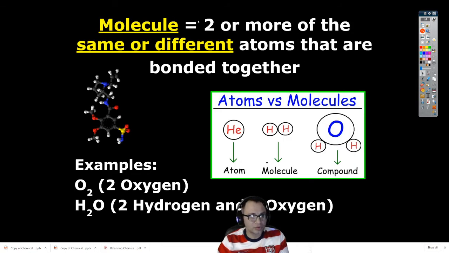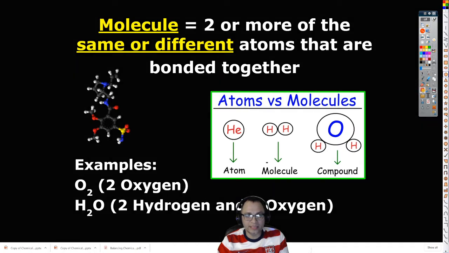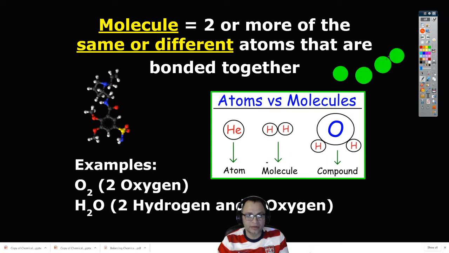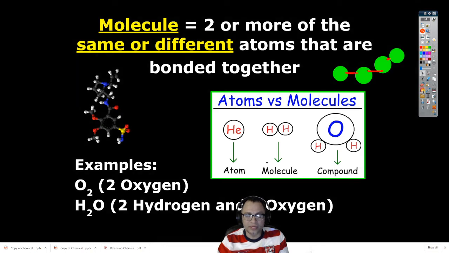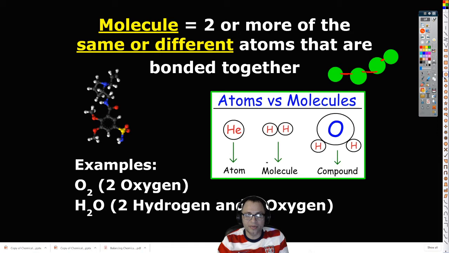So molecules equal two or more of the same or different atoms that are bonded together. So you can have molecules that exist as the same atom over and over, bonded together. So bonded there, bonded there, bonded there. Or it can be a series of different atoms, in which case that would also make it a compound. So you could have it as being a molecule and or a compound.